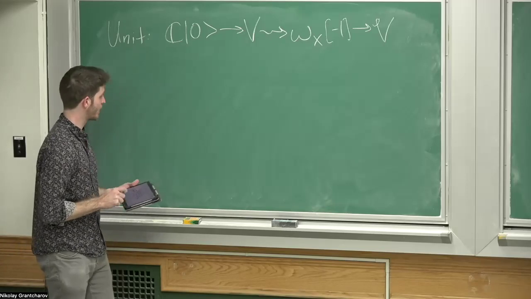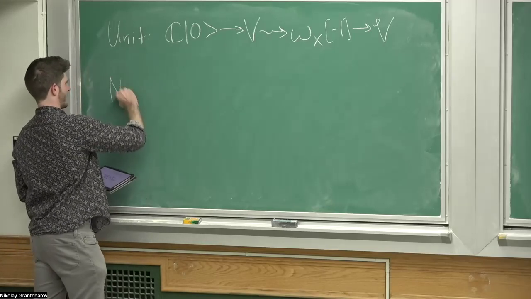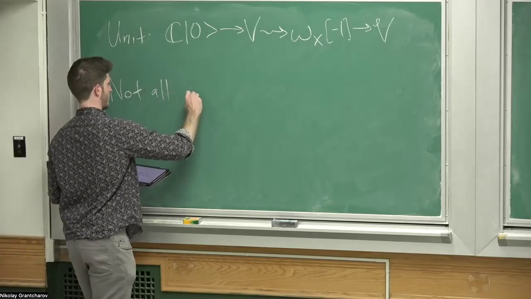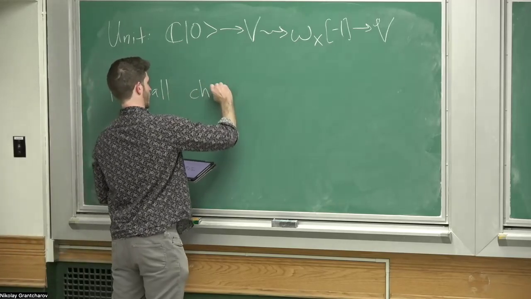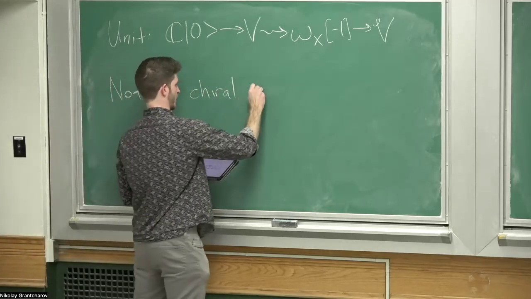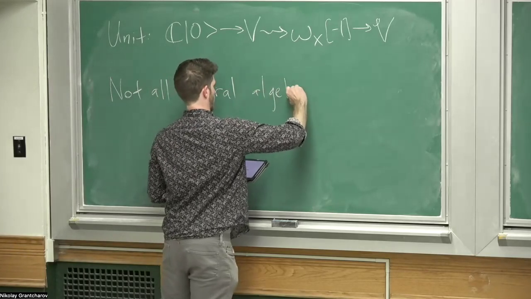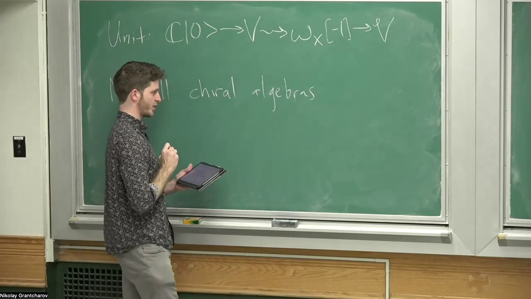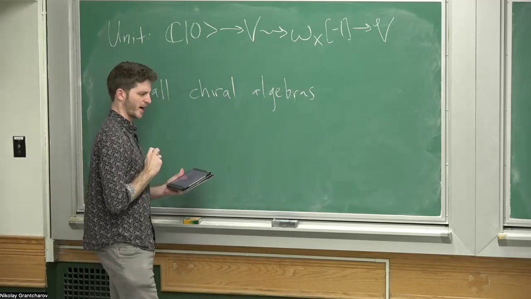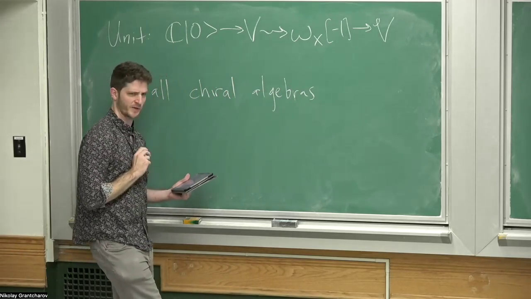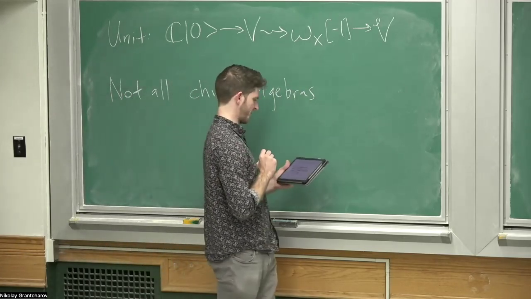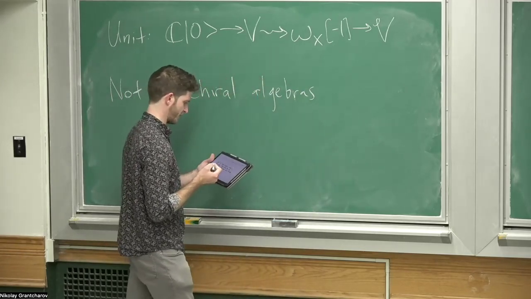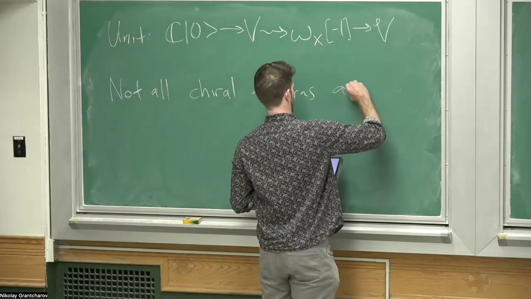Okay, so not all chiral algebras arise in this way. You can already see this from the way that I wrote down the underlying D-module, or even the underlying quasi-coherent sheaf, of the chiral algebra. It's a very particular kind of thing, like an infinite rank vector bundle on X, and certainly not all chiral algebras have to have this form.